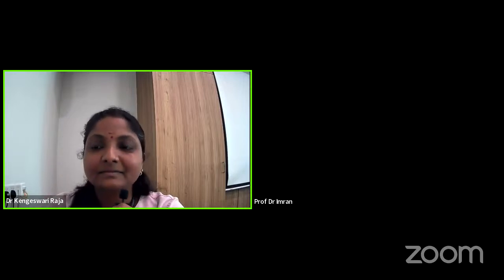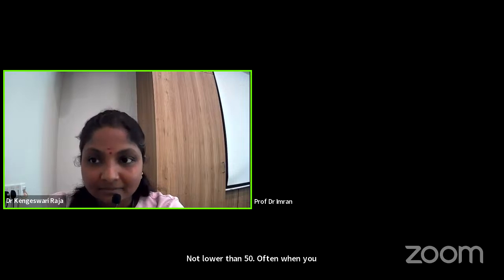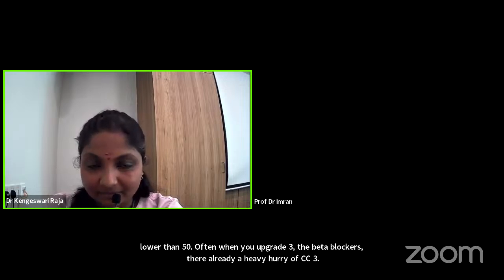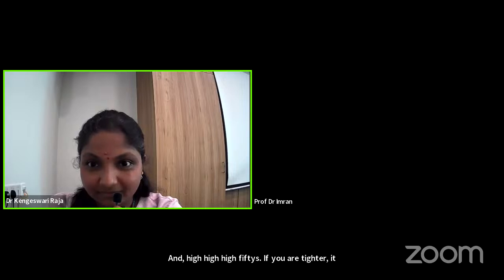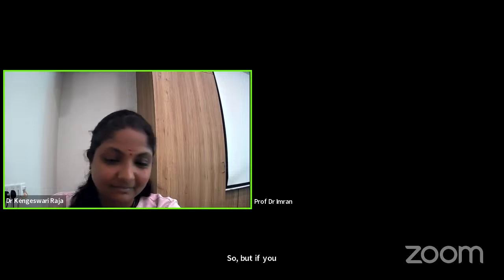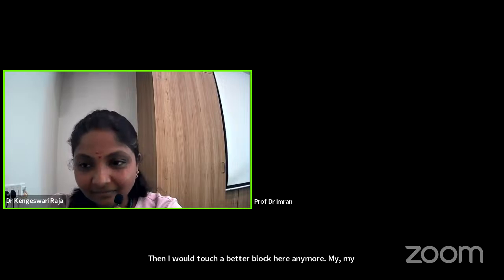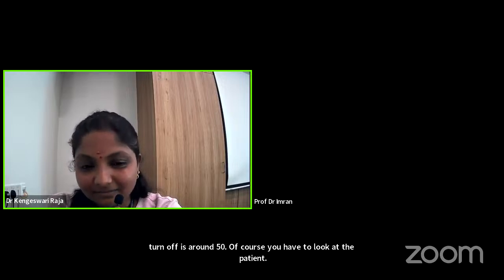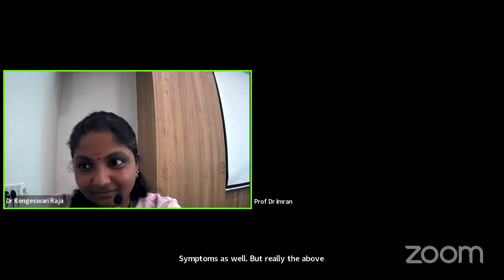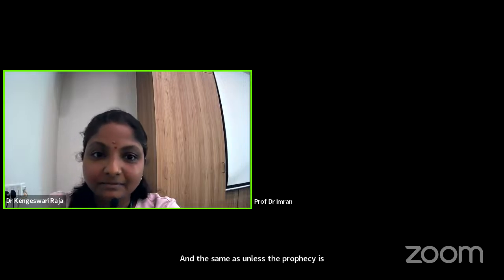Often when you up-titrate the beta blockers, you already have a heart rate of 63 or maybe high 50s. If you up-titrate the beta blocker, it doesn't go so far that you get complete heart block. It doesn't happen that way actually. But if your heart rate is less than 50, I wouldn't touch the beta blocker anymore. My cut-off is around 50. Of course, you have to look at the patient's symptoms as well. But rarely, between 50 and 60, does the patient have symptoms of dizziness unless the blood pressure is low. So I will take it at 50.